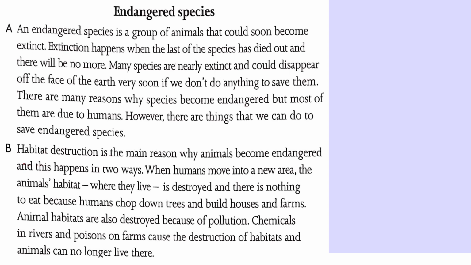An endangered species is a group of animals that could soon become extinct. Extinction happens when the last of the species has died out and there will be no more. Many species are nearly extinct and could disappear off the face of the earth very soon if we don't do anything to save them. There are many reasons why species become endangered, but most of them are due to humans. However, there are things that we can do to save endangered species.